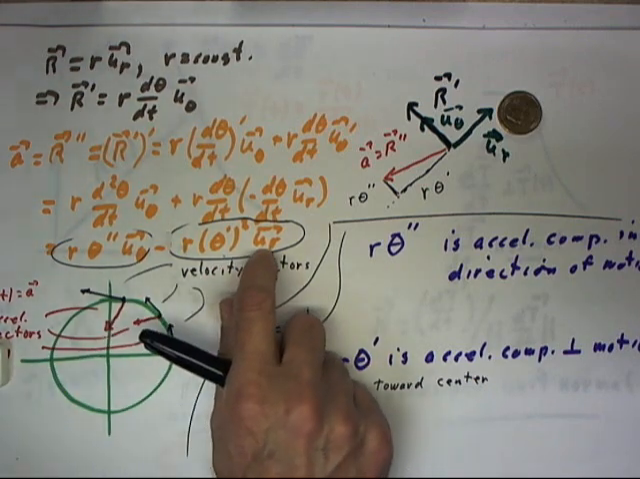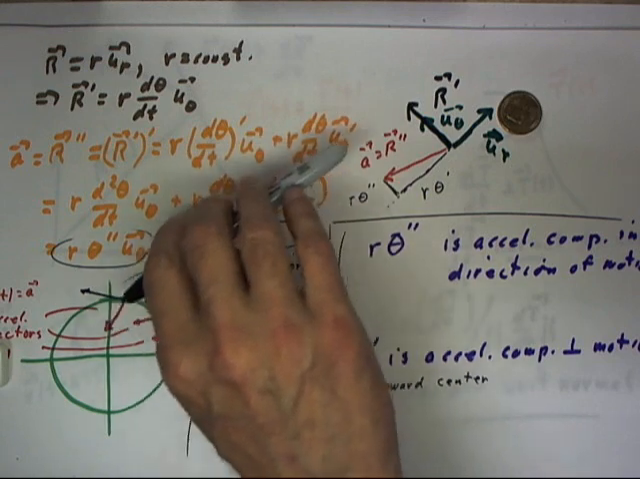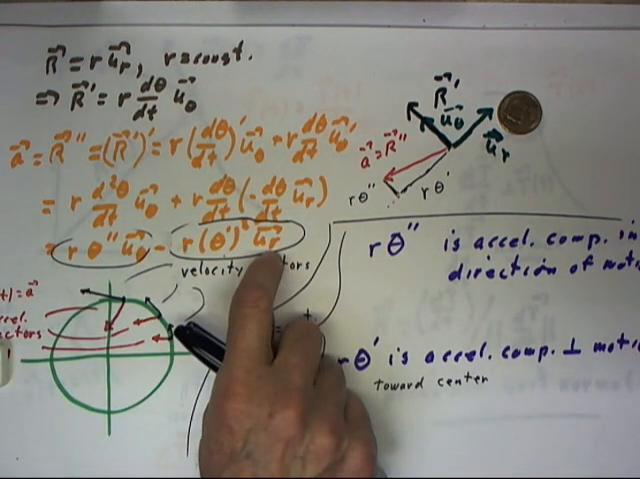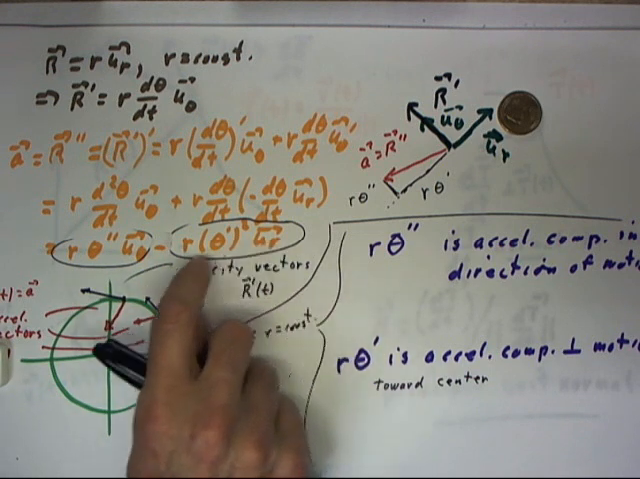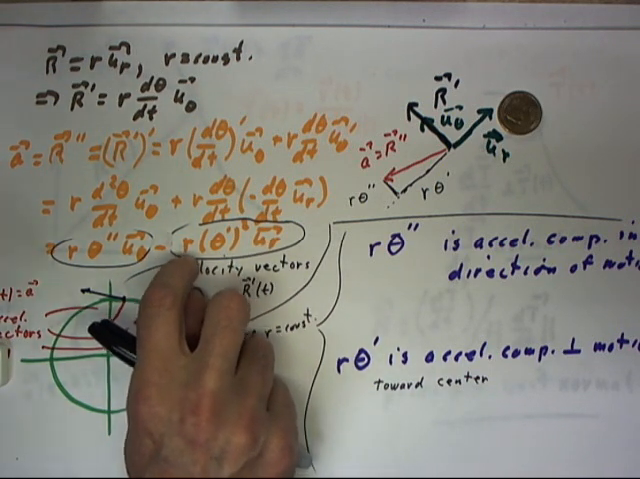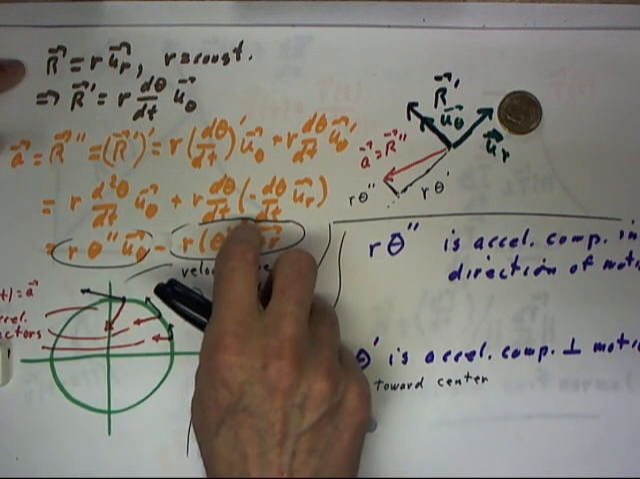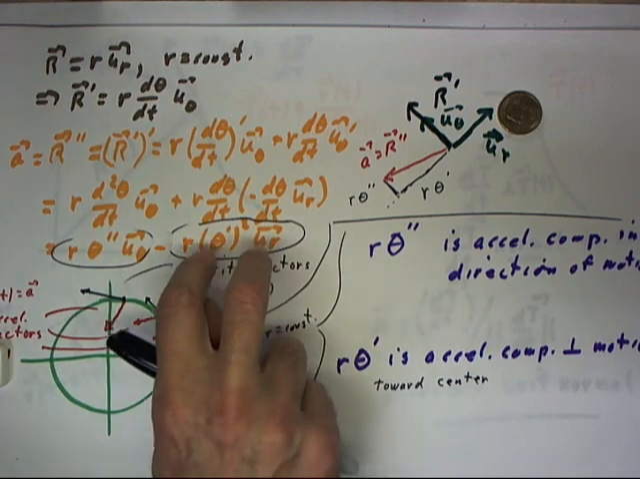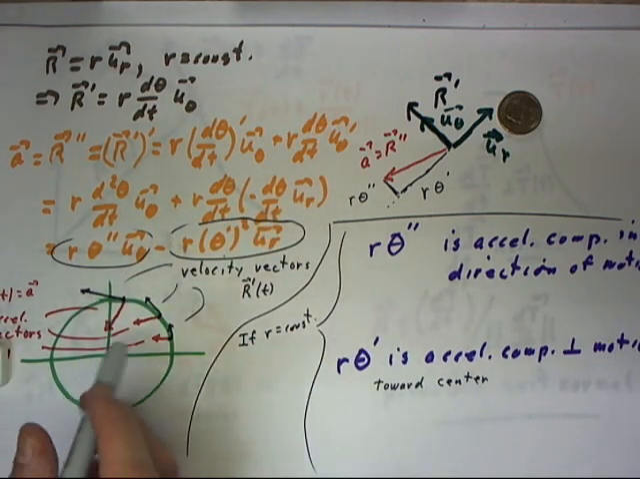And u sub r, a component in the direction toward the center. Now that's because we have a negative. This is toward the center, provided r is positive, which it is since it's a magnitude of a vector, and theta prime squared is positive, which shows that this component of the vector is always pointing back toward the center.